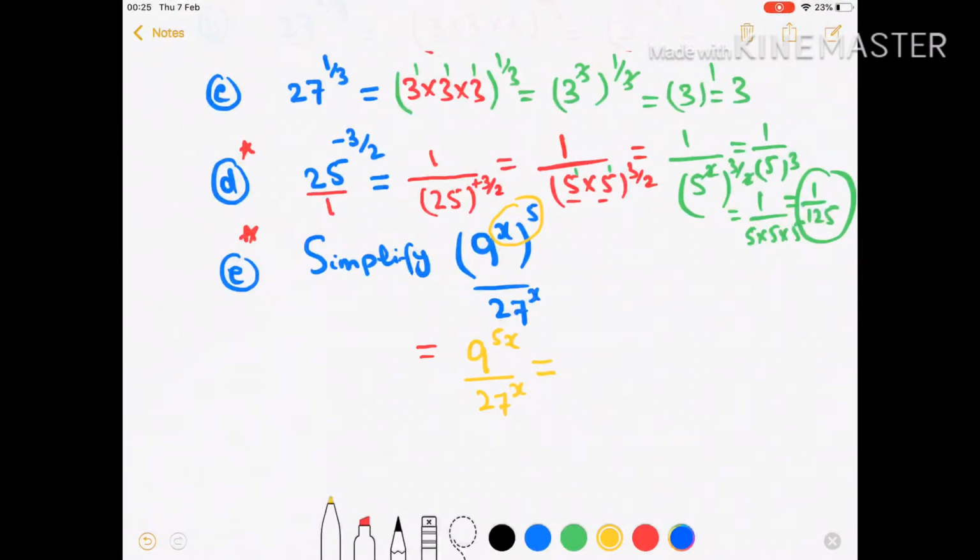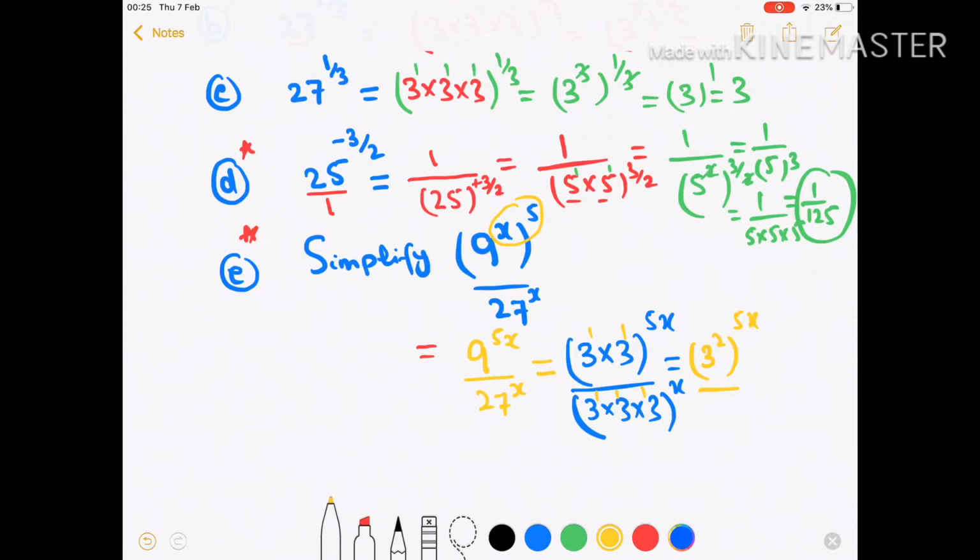Now we have to simplify. So just break 9: 3 times 3, and the power will be 5x. Break 27 as well: 3 times 3 times 3, and the power is x. Now we have to simplify 3. When you multiply, you have to add the powers. Add 1 and 1, it will be 3 to the power 2, another power is 5x, divided by 3 to the power 3, and another power is x.